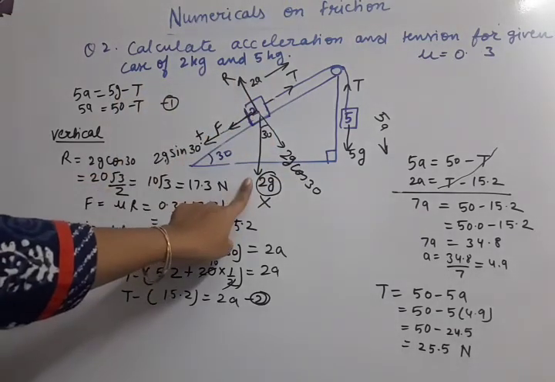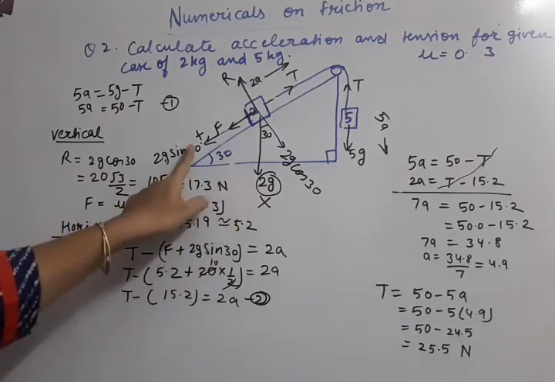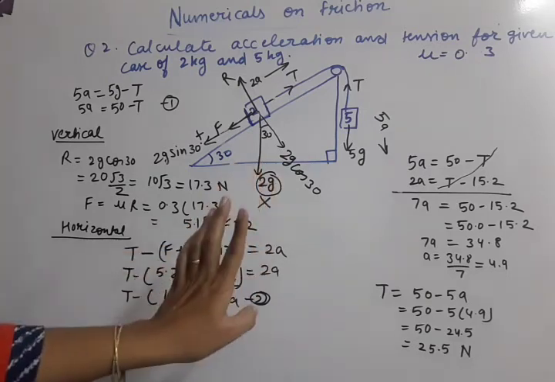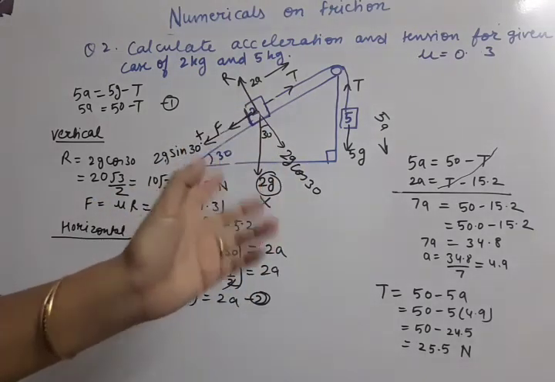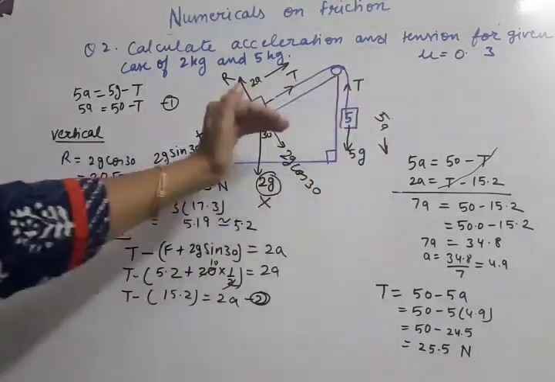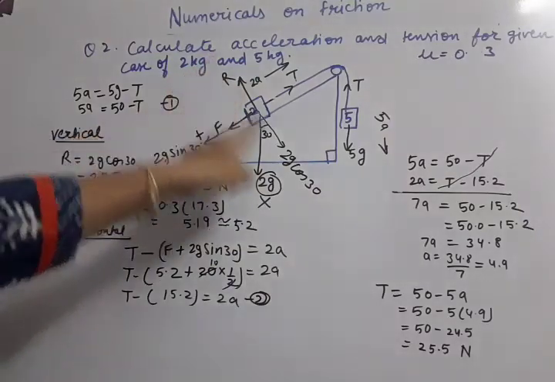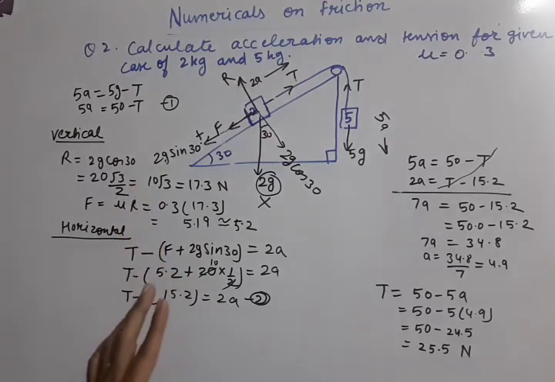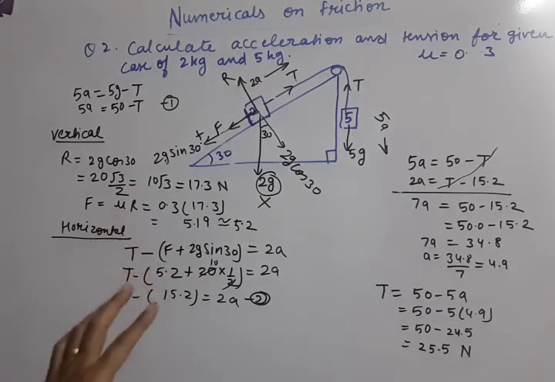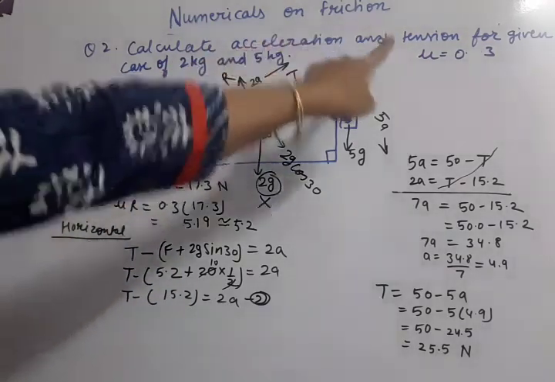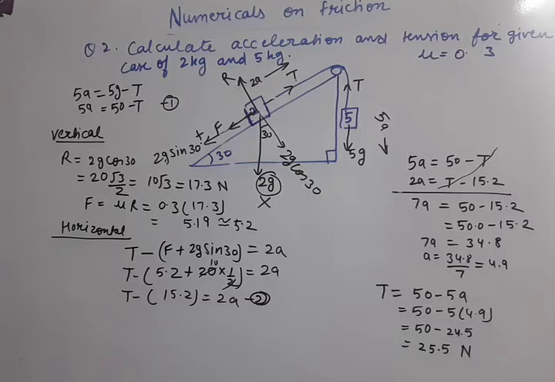Generally we resolve this mg only, and then cancel the middle term. After that we have to make the equations. Here vertical direction and horizontal direction both are to be solved. So just understand how we make the equations to solve the unknowns. Unknowns are generally acceleration and tension in these types of questions. Now we are proceeding to a different type of question.